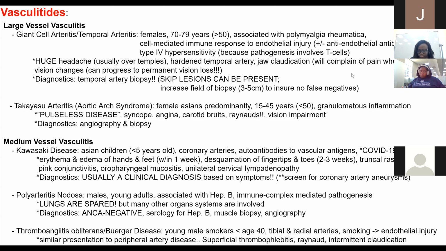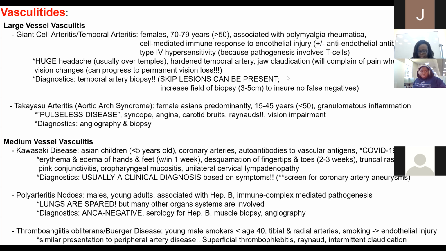Okay, so this is a pulseless disease, because most of the time when you take someone's pulse, you're doing the radial artery. In your upper extremities, you might not feel a pulse. Your lower extremities would be unaffected, but most of the time no one's going to take those pulses unless the doctor has a reason to. So usually it's called the pulseless disease. When you take the person's pulse, you can't really feel it. They're going to have syncope, angina, carotid bruits. Raynaud's is a big one.